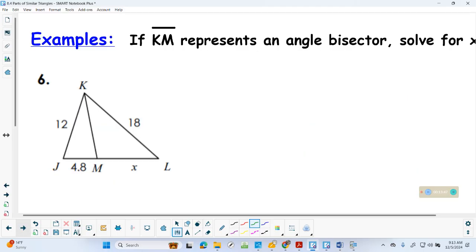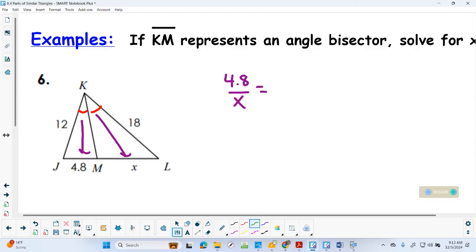So let's try this. This is one unique case. So again, it's an angle bisector. So of course these are congruent. They just didn't mark it. So again, I'm going to start with the opposite side. So I'm going to start with the 4.8 and the x. And it doesn't matter if you do x first or 4.8 first. I'm going to do 4.8.